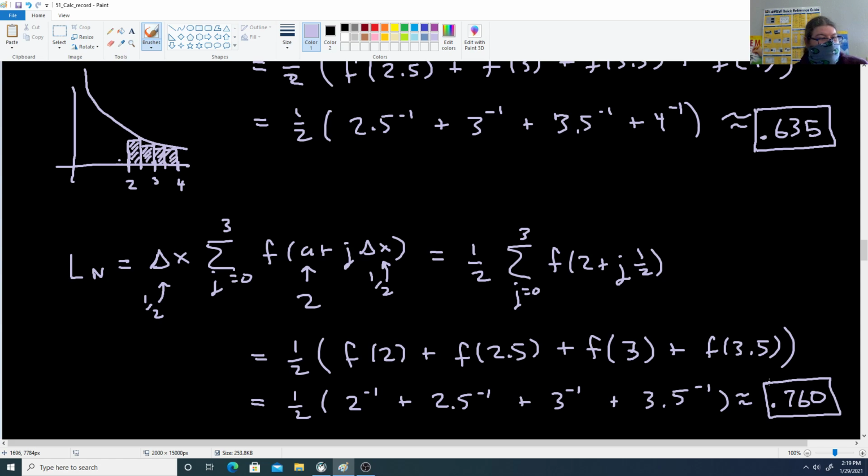So what this one looks like is we got our same type of curve here. Our 1 over x function from 2 up to 4 is kind of doing this. So here's 2, here's 4, here's 3, and the in-between. So this time at 2, we let the left endpoint set the height of that rectangle. Then at 2.5, the left endpoint there sets the height of that rectangle. 3 sets the height of the next rectangle. 3.5 sets the height of the final rectangle.